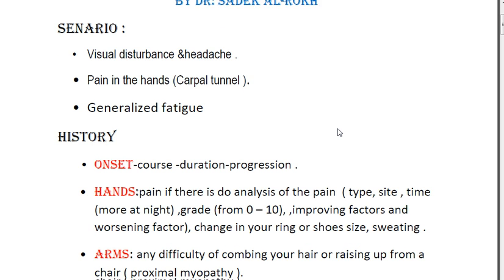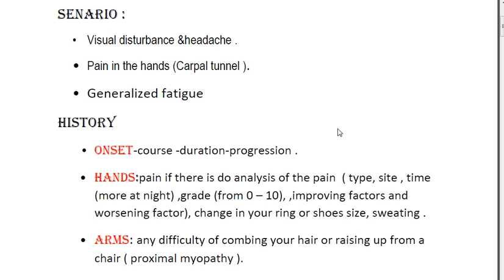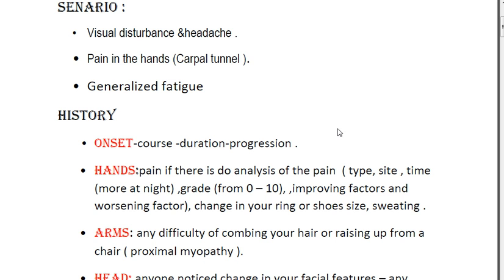You have to start with the analysis of the complaint, whatever the complaint: onset, course, duration, progression, factors that increase the symptoms, worsening factors, and improving factors. And then you have to ask about the symptoms of all the systemic involvement of acromegaly. For example, we'll start with the hands.